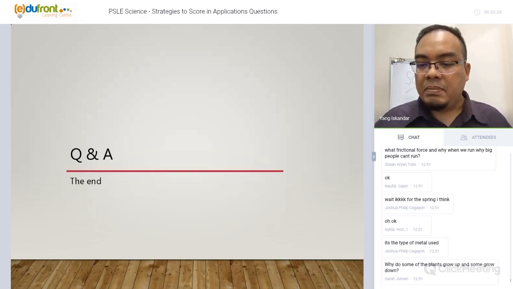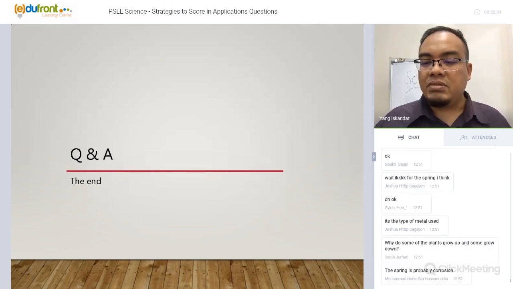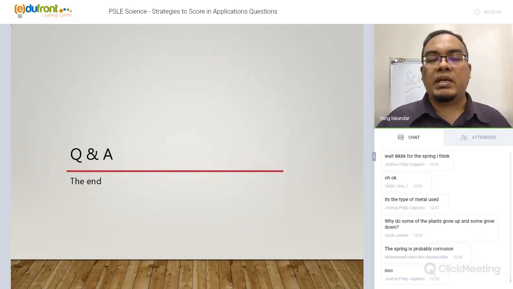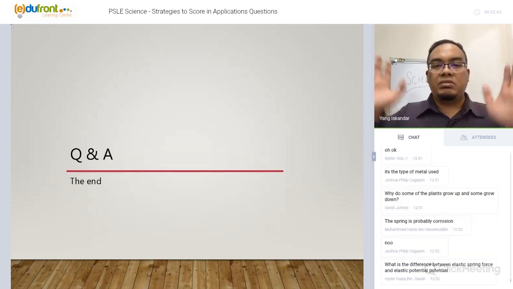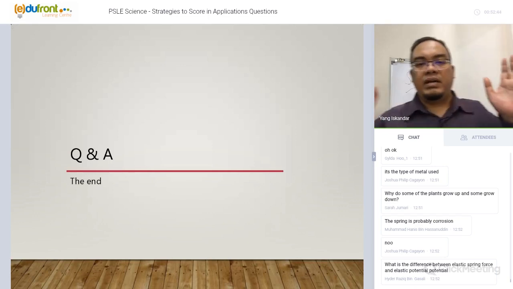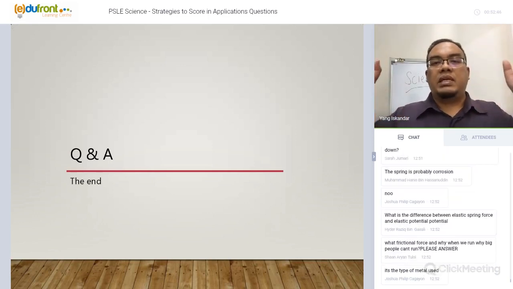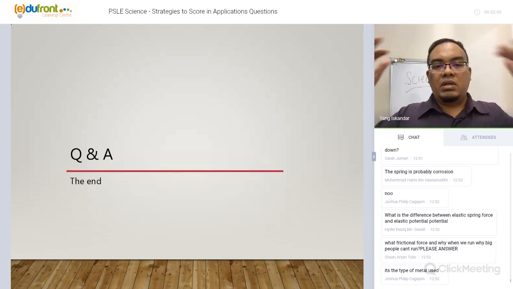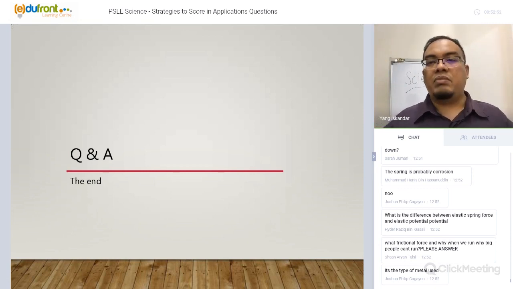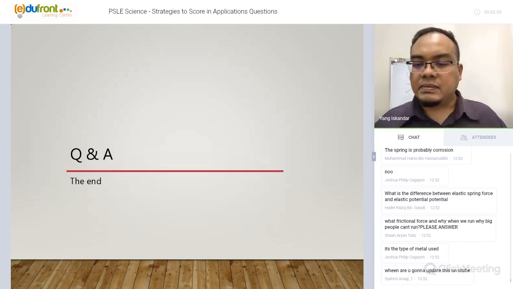Okay, why do some plants grow up and some go down? Sarah asks, why do some plants go up and some go down? Okay, you need to be specific. Generally, plants grow upwards, correct or not? Why? Because it has to reach for the sun. Okay, generally the plants go upwards, but perhaps after some time, when it is heavy, it will start to go downwards because of gravity.